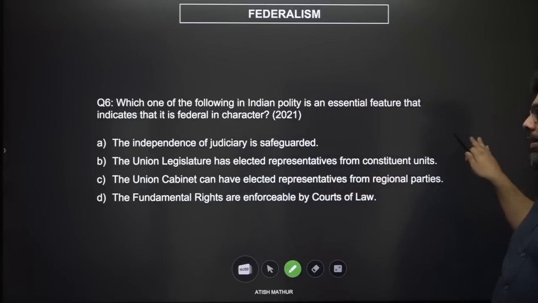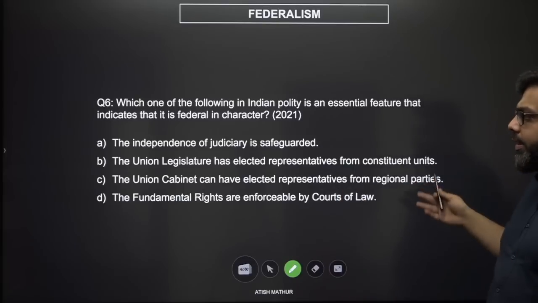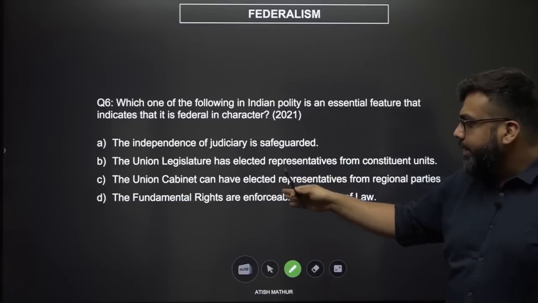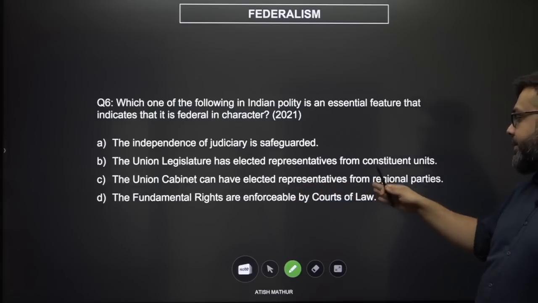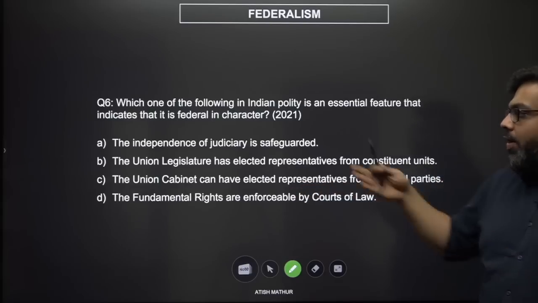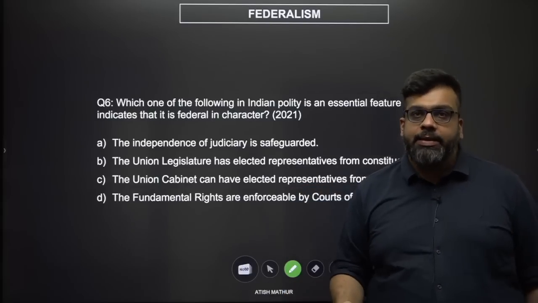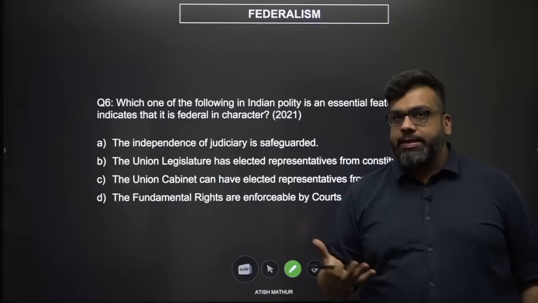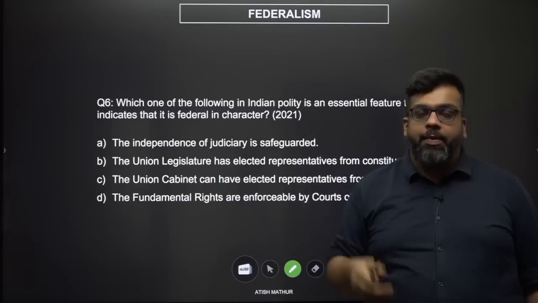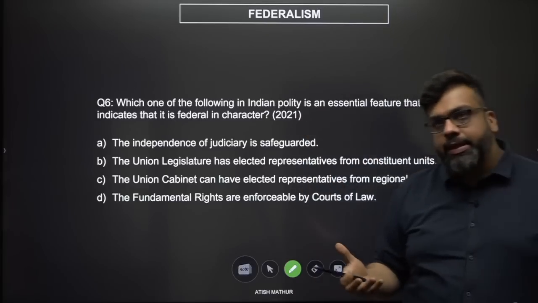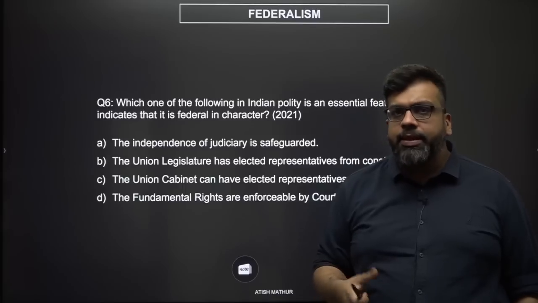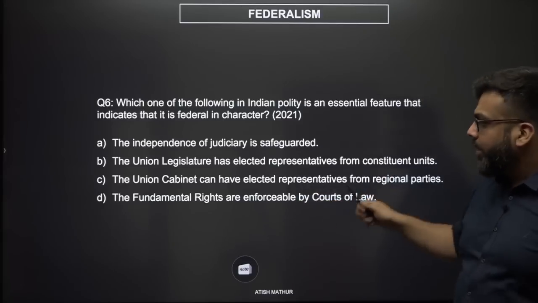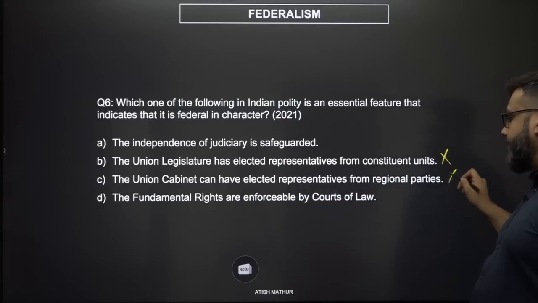It has nothing to do with state legislatures. All that it is saying is that you are a parliamentary democracy. The Union Cabinet can have elected representatives from regional parties. All that it is saying is that you have a multi-party system and people who comprise parties, even ones which are not national in nature, can also become a minister. Sounds like you're assisting a coalition government or regional parties for that matter. Again, this has nothing to do with a regional government. So B seems to be wrong, C seems to be wrong.